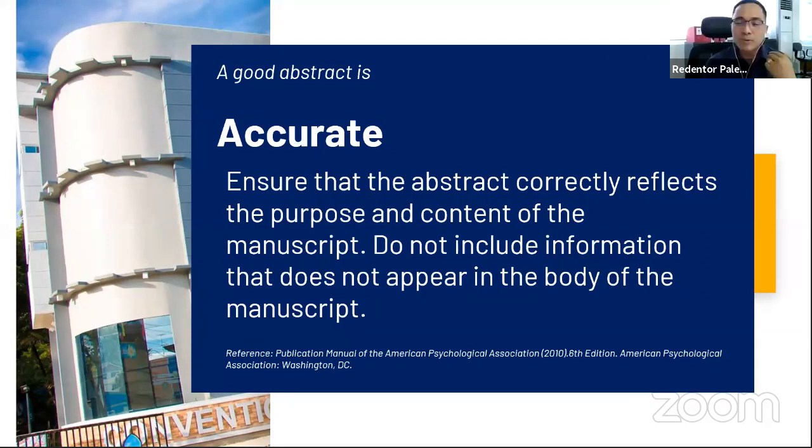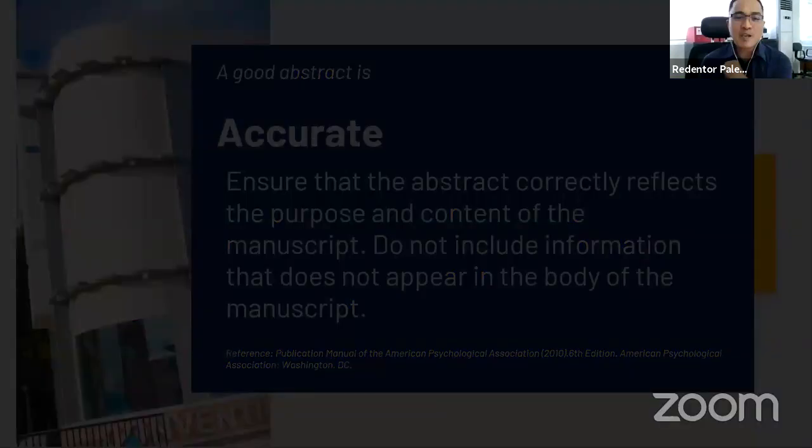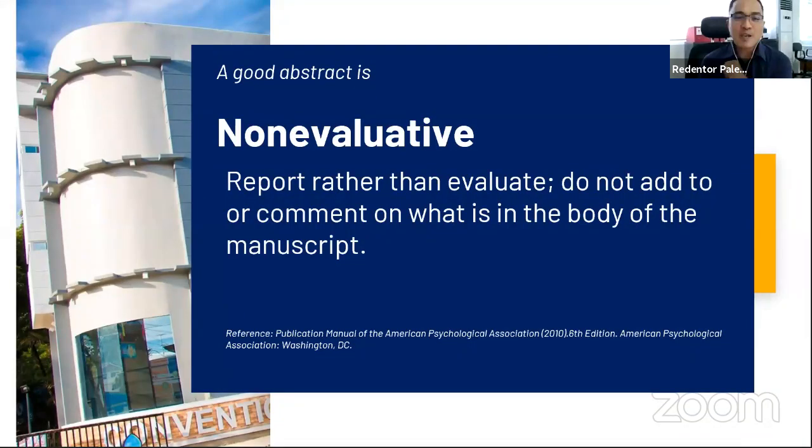Let us proceed to the next characteristic of a good abstract. Number two is non-evaluative. Now, what do we mean when we say it's non-evaluative? You are going to report objectively rather than evaluate, because the evaluation will be done in the results and discussion. So report just as is, and do not add or comment on what is in the body of the manuscript.